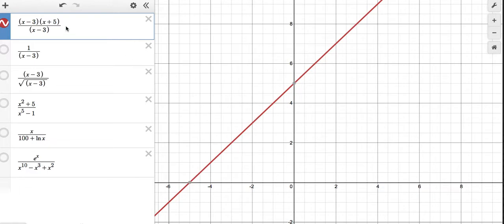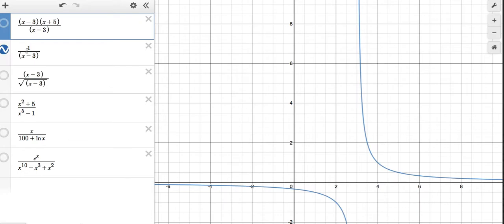So looking at these limits, we can see that the x minus 3 divided by x minus 3 here will cancel out. And if we just go along the graph here, we can see that at 3 it's undefined, and it's just a linear function of x plus 5.